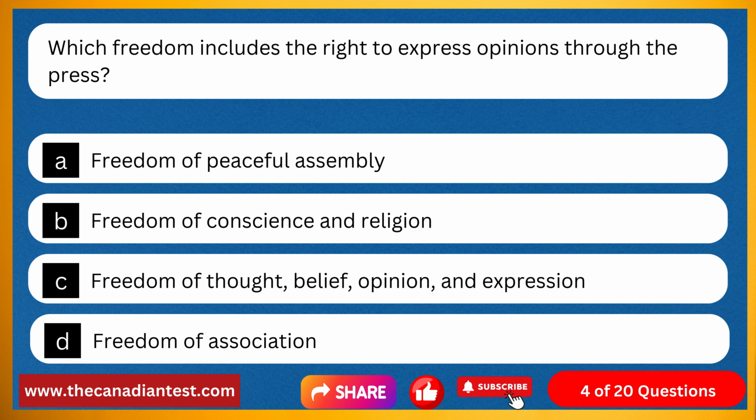Question 4. Which freedom includes the right to express opinions through the press? Option A, freedom of peaceful assembly. Option B, freedom of conscience and religion. Option C, freedom of thought, belief, opinion, and expression. Option D, freedom of association.